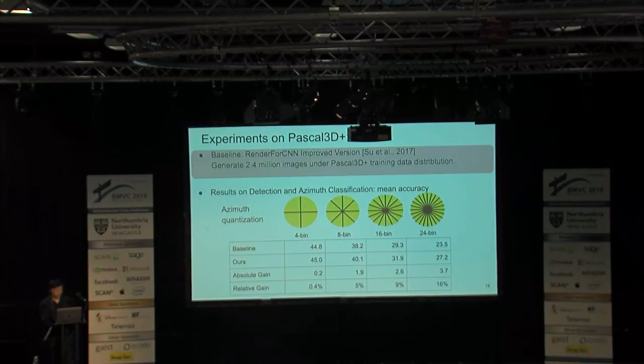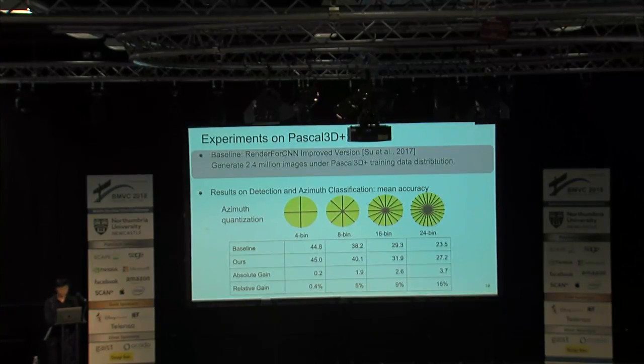We then compare our results to the baseline method from Su, which is their improved result in their released code. They generated 2.4 million images from the distribution of Pascal 3D+ training data. For the joint task of detection and azimuth estimation, we achieve better accuracy in every fine level of azimuth division.